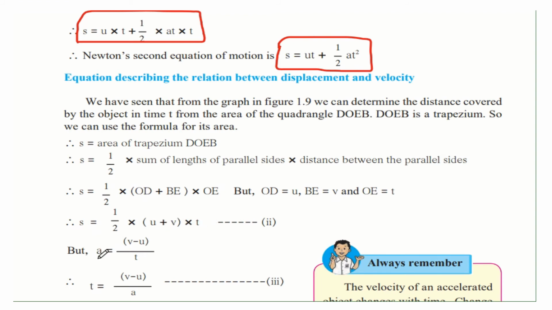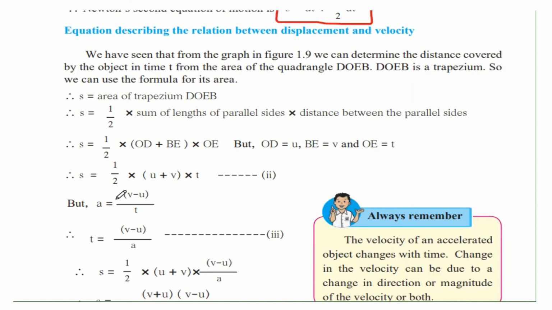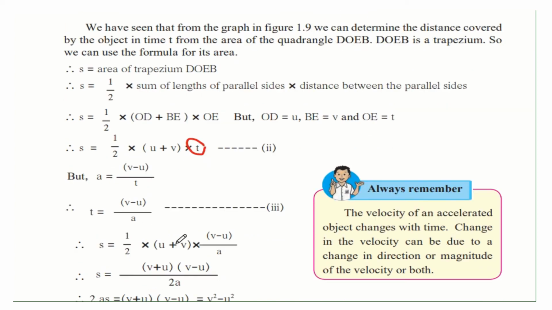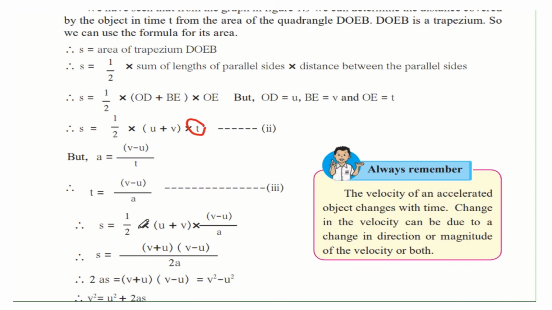But acceleration is equal to final velocity minus initial velocity upon time t. So if we substitute this, we would get t is equal to v minus u upon a. Therefore S is equal to half into u plus v into, now we have substituted the t, v minus u upon a. So when you take v minus u together, it would be S is equal to v plus u, v minus u upon 2a.